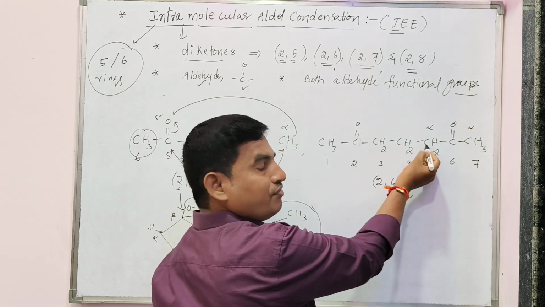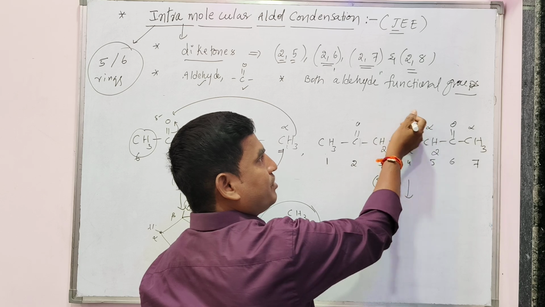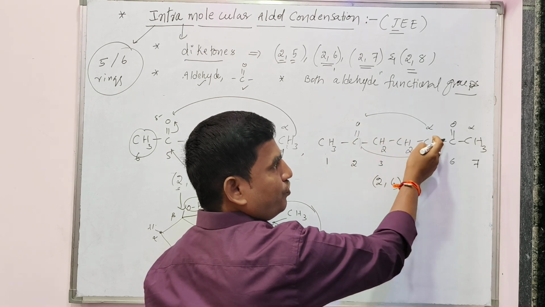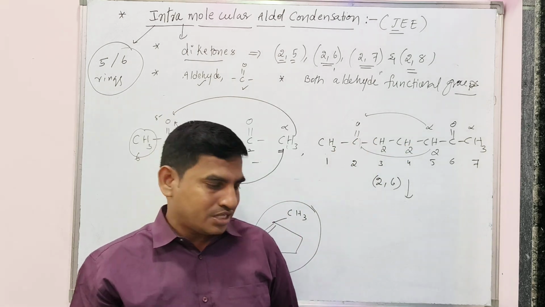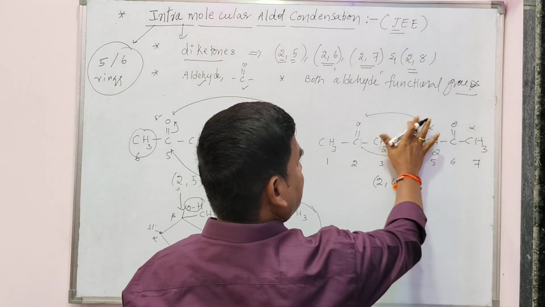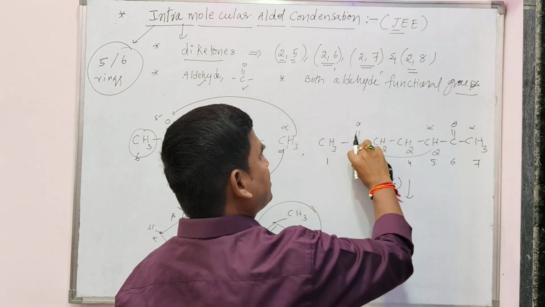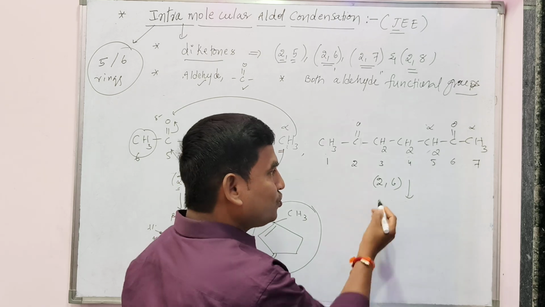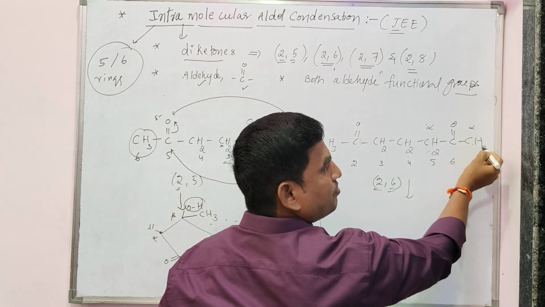If the inner alpha carbon forms the carbanion and the acidic hydrogen is joined here, what is the problem? 1, 2, 3, 4: it is a 4-membered ring, and a 4-membered ring is unstable. So that's why we have to go for the outside alpha carbons. So this addition is wrong. We have to go for the outside alpha carbons. So here also, in the 2,6-diketone, we take the outside alpha carbon to form the carbanion.